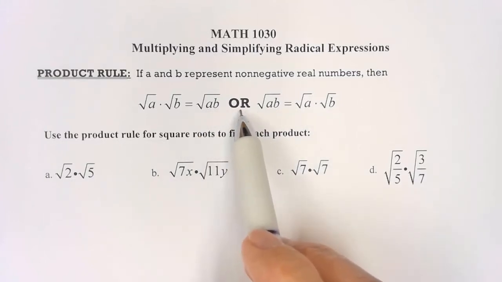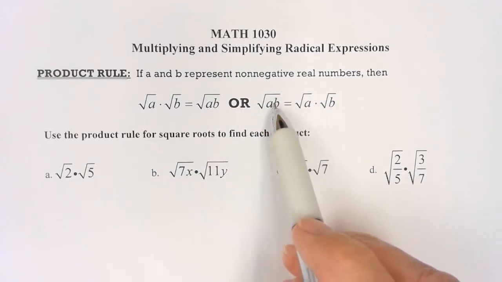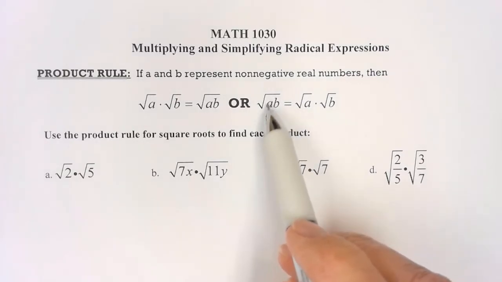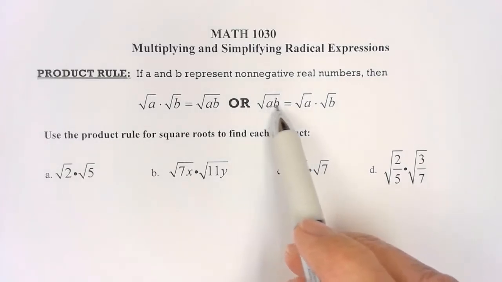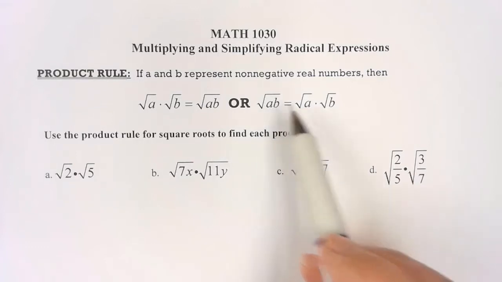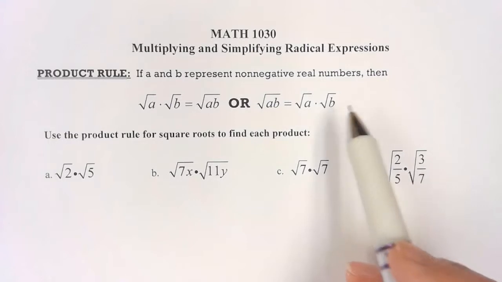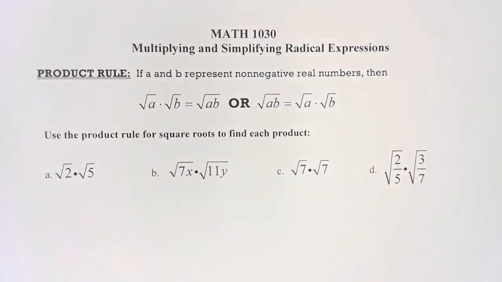Or, big or. If I have the square root of a, now normally you won't see it as two separate factors. We have to make it that way. But if I've got a number that I can split up, then I can simplify the expression.